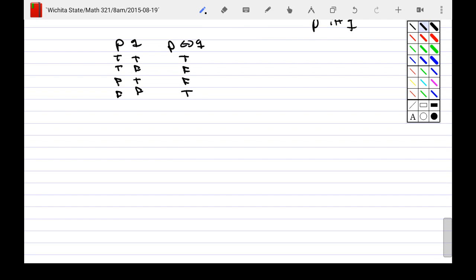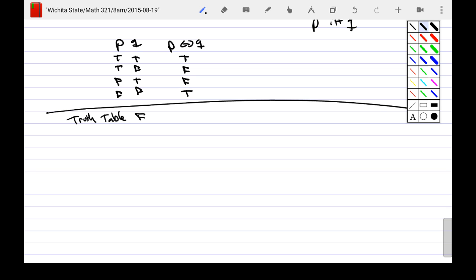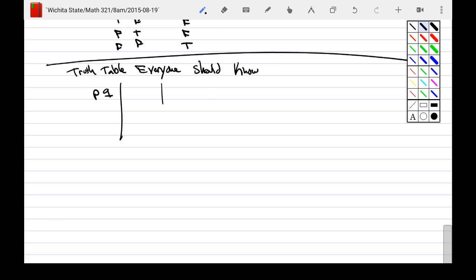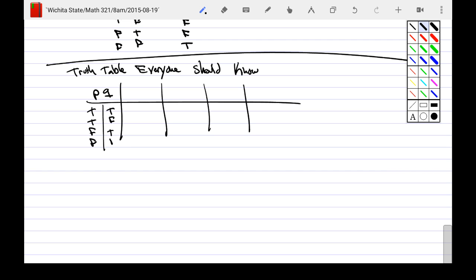All right, one of the things that I want everyone here to be able to do is what I call the truth table. Everyone should know. And what you should see is you should see P, Q. And then I have all these columns that'll be separate from each other. And we go over like this. And then we have all the truth values underneath P and Q, right? You would have your true, true, your false, your true, your false, your true, your false.